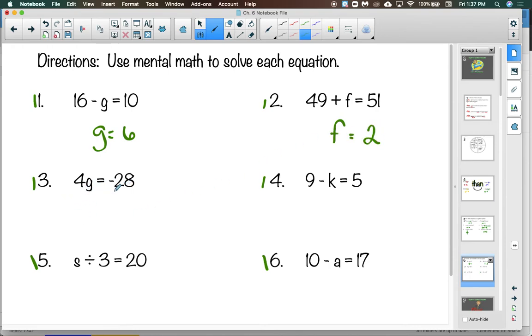13, 4G equals negative 28, so I'm multiplying here. So I'm going to multiply 4 by a number and get a negative. That means that G has to be a negative, because a positive times a negative is a negative. 4 times what number gets me that 28? That's a 7. 14, I've got 9 minus K equals 5. What can I take away from 9 to get 5? That's a positive 4.